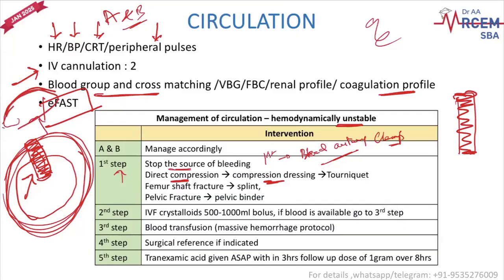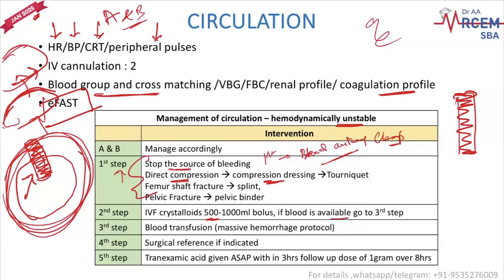If this also doesn't stop bleeding, one more tourniquet is placed proximal to it. If this also doesn't stop bleeding, you directly apply pressure over the major artery. For example, in the lower limb, the major artery will be the femoral artery. Apply directly, compress the femoral artery to stop the bleeding.